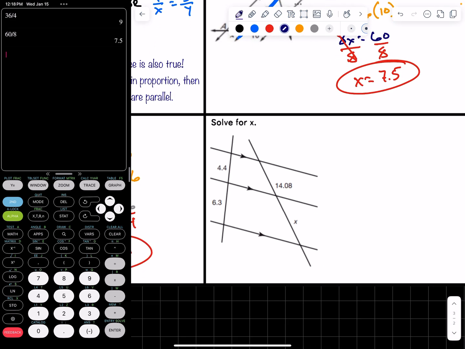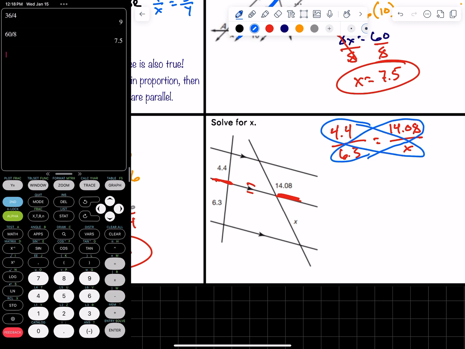Again, let's go on ahead and set our equation. 4.4 over 6.3 equals 14.08 over x. And we're going to cross multiply and divide yet again. 4.4x equals 6.3 times 14.08. We will multiply that out.